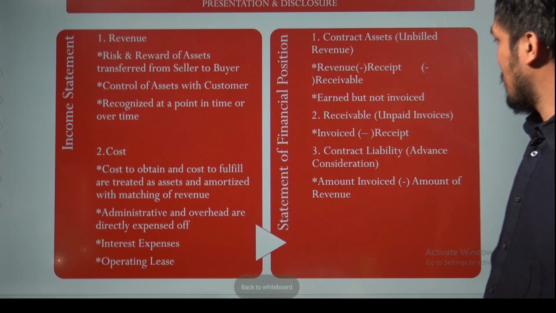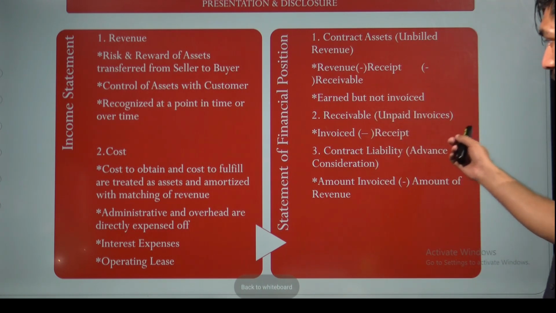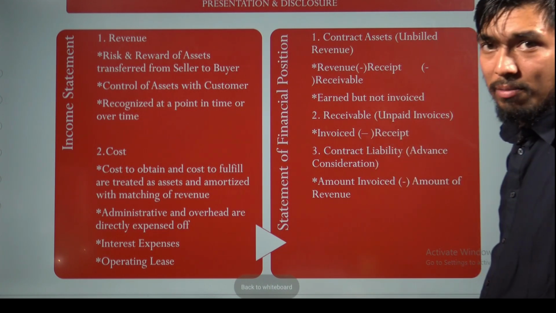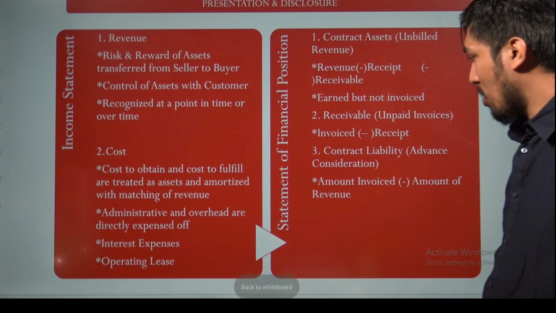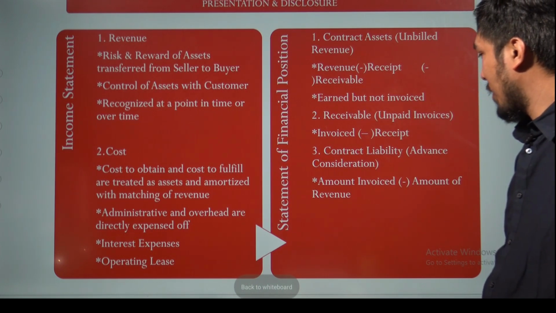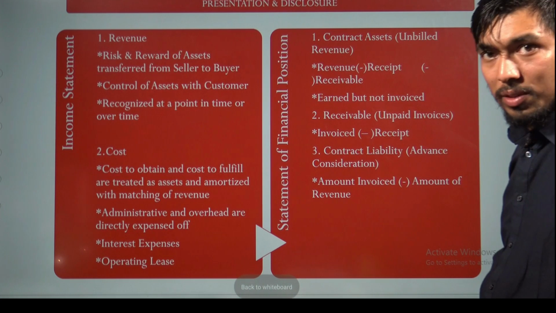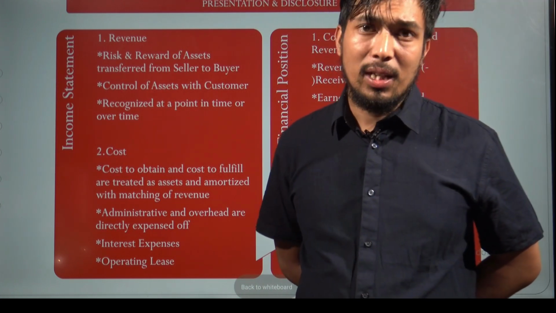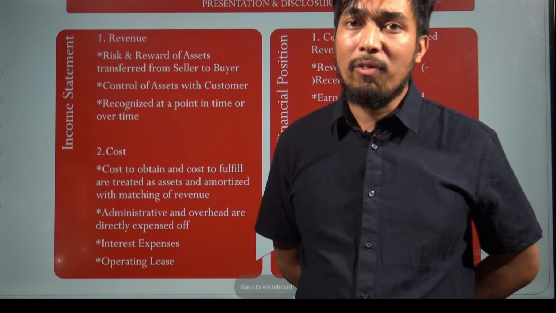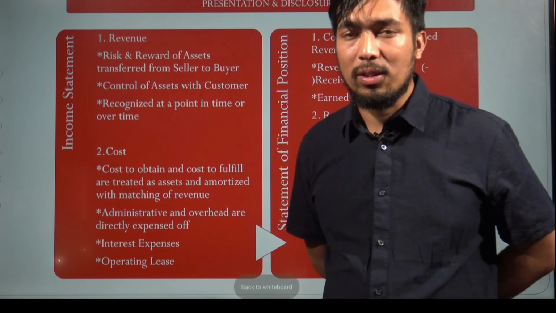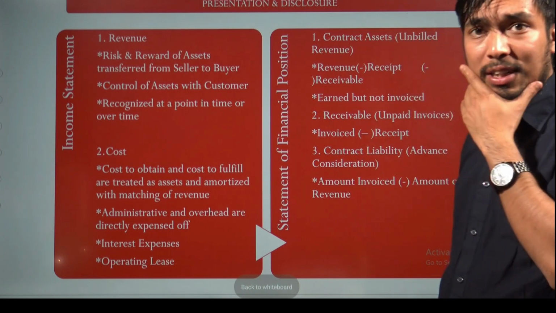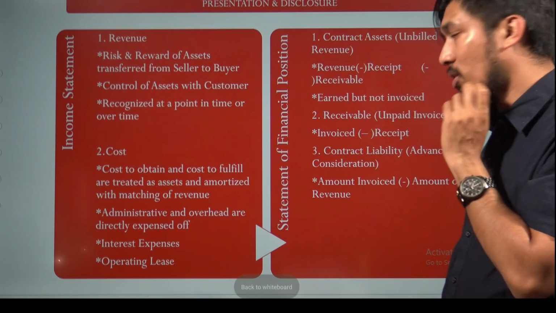And second is receivable, that is unpaid invoices, invoiced minus receipt. Third is contract liability, that is advance consideration received from the customers, that is amount invoiced minus amount of revenue the customer has paid in advance. Also, in a condition of variable consideration, where the customer can get a refund with loyalty points or reward points in the future, that should be recorded as contract liability, not as revenue.